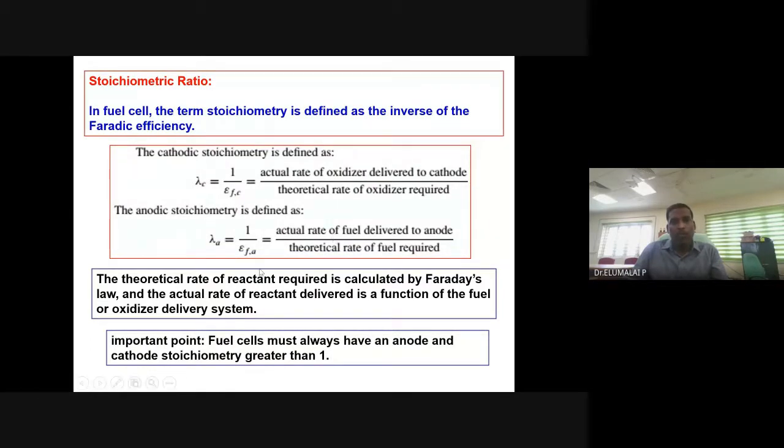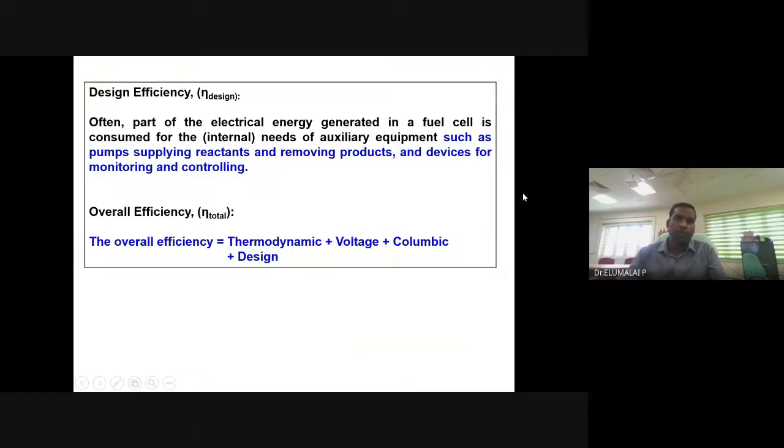If it is more, you get lambda C and lambda A greater than 1. So there is a connection between lambda C and lambda A. If you know one, the other one can be obtained. We will use these parameters. Maybe at that time you will understand much better.